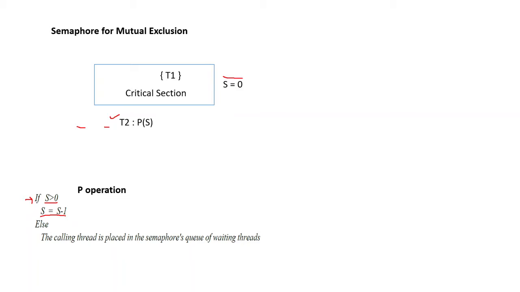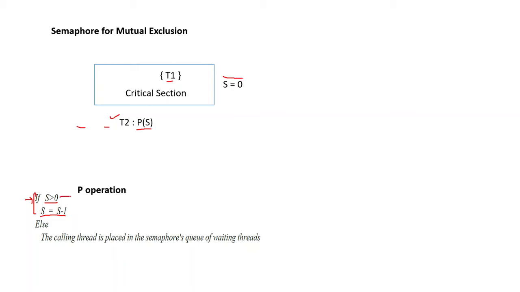Next, say another process or thread comes in and it wishes to enter into the critical section. So it will also need to execute the operation P(S). Now in this case, this if condition checks whether there are any other processes already in the critical section. In our case, the S value has been changed to 0, and of course we have a process T1 which is already in the critical section.